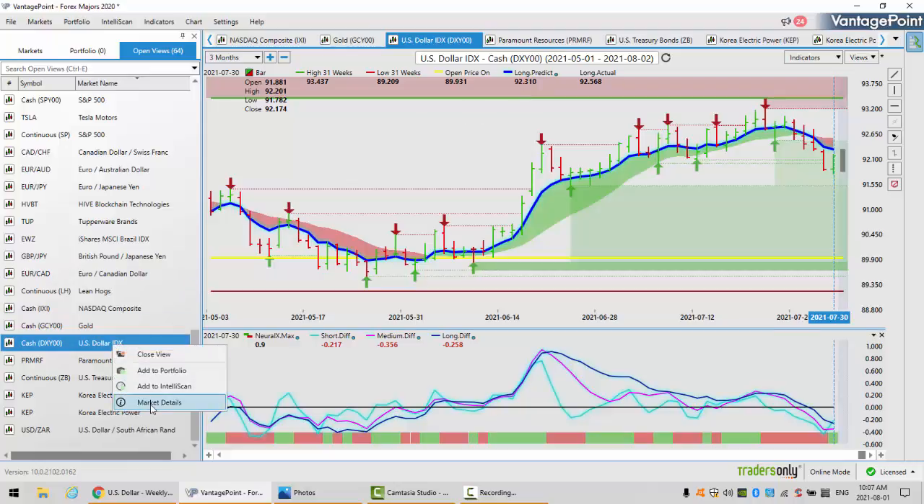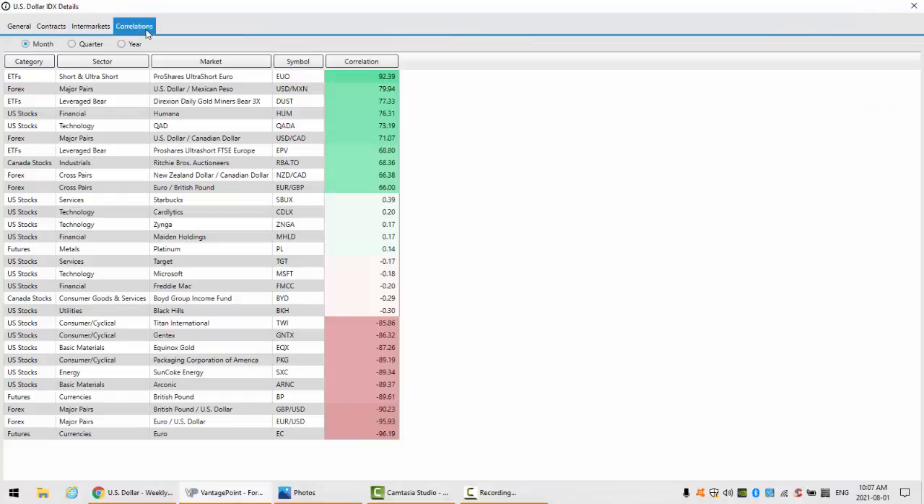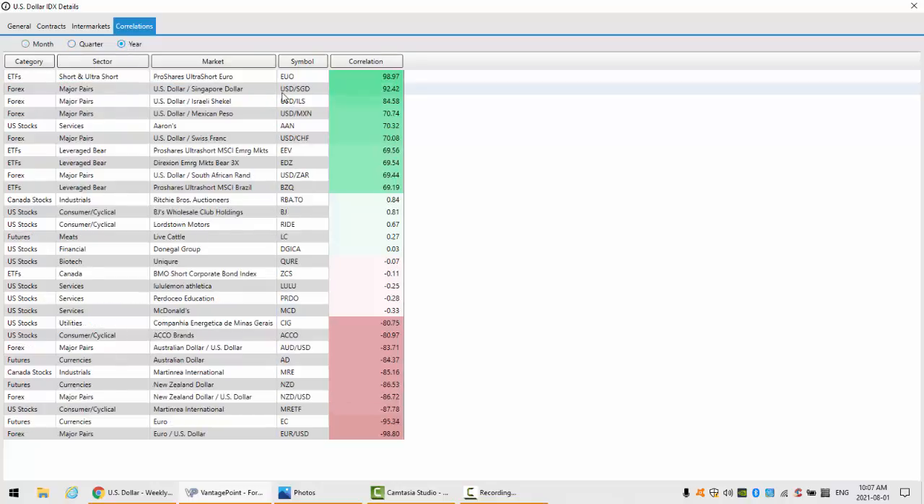Now, when we cross-reference this and bring in those direct intermarket correlations, we can assess the top correlated market, which is obviously the ProShares Euro. Let's go out and look at the yearly, because it's the most reliable in these correlations. You can see these are all positively correlated: US Mexican peso, Singapore dollar, Israeli shekel, US Swiss franc, US South African rand. There's a number of different markets.